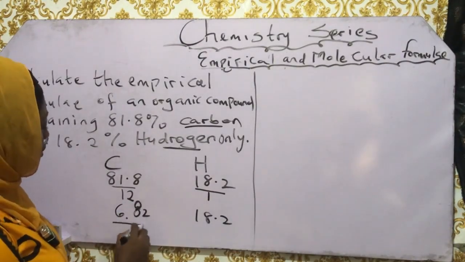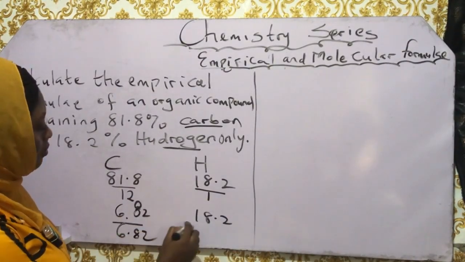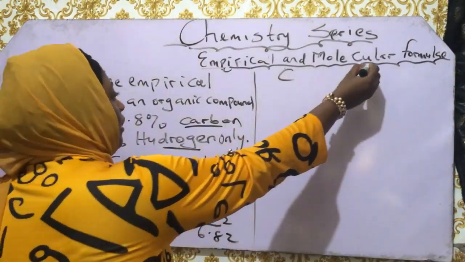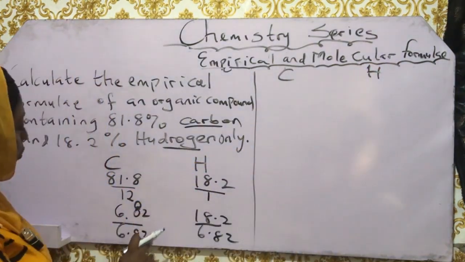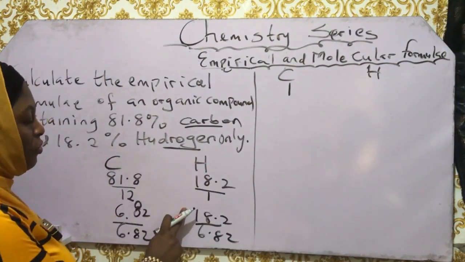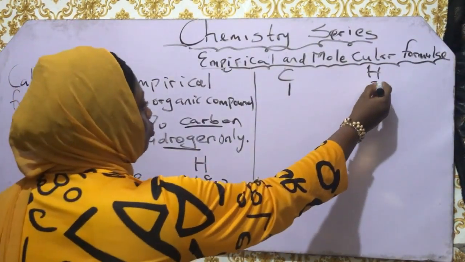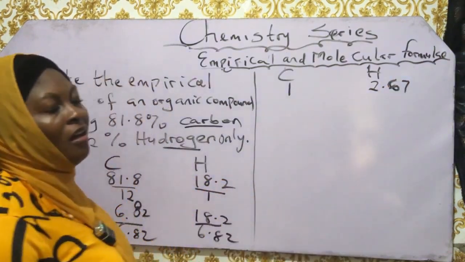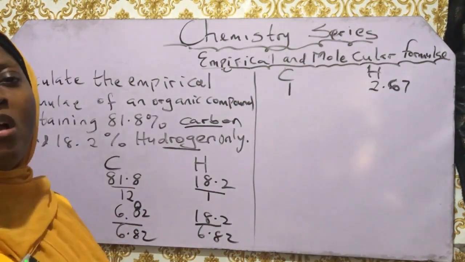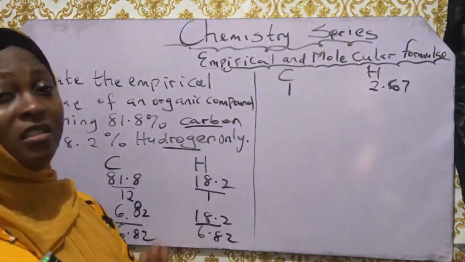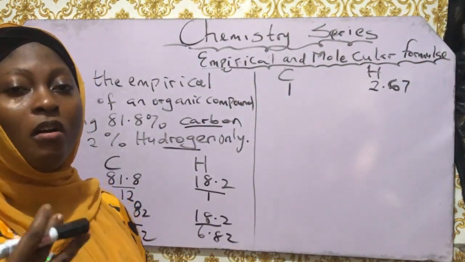So we have 6.82, 6.82. I'm going to write carbon and hydrogen. 6.82 divided by 6.82 gives 1. 18.2 divided by 6.82 gives 2.67. But in empirical formula, we all know we cannot have a decimal. So let's try to change this 2.67 to a fraction.